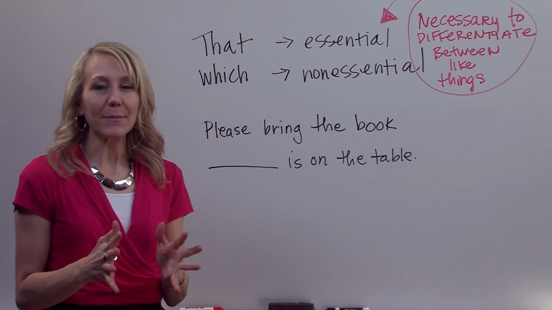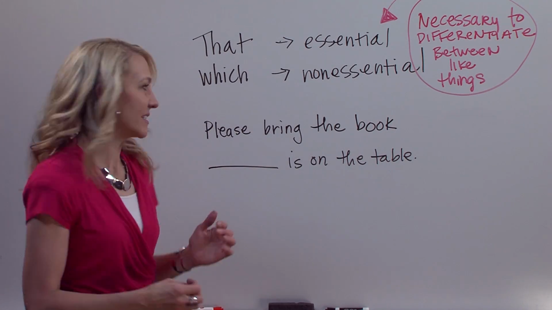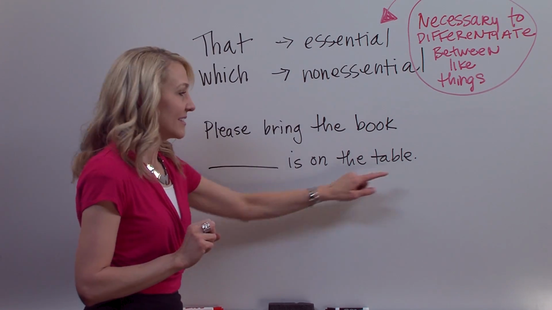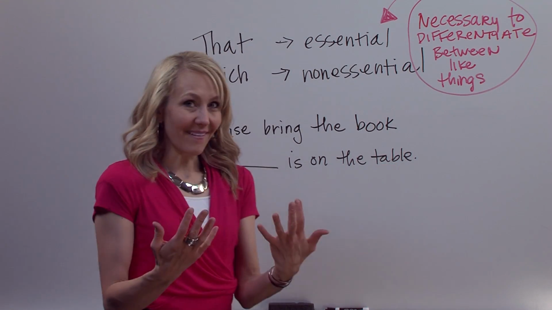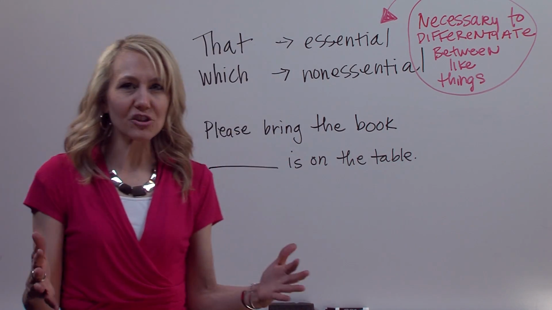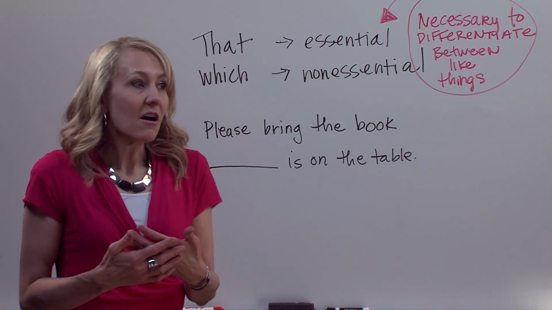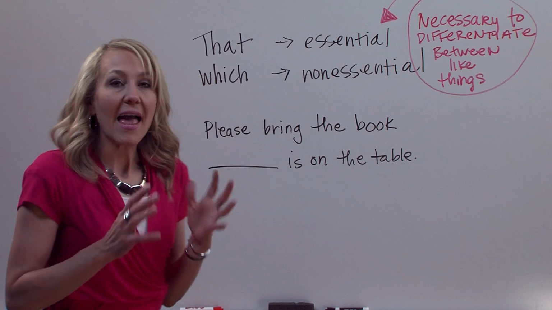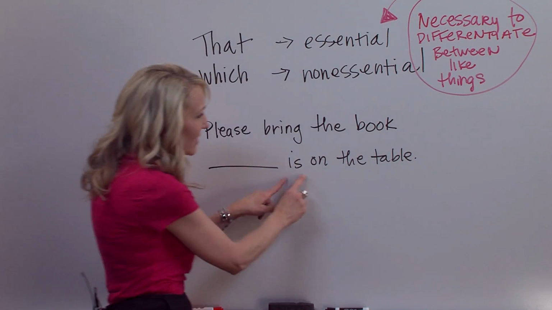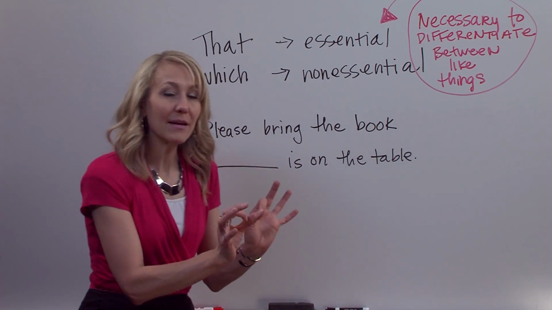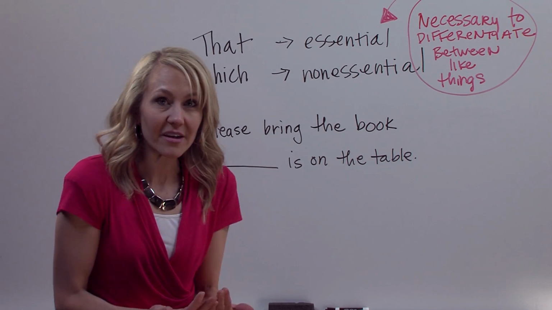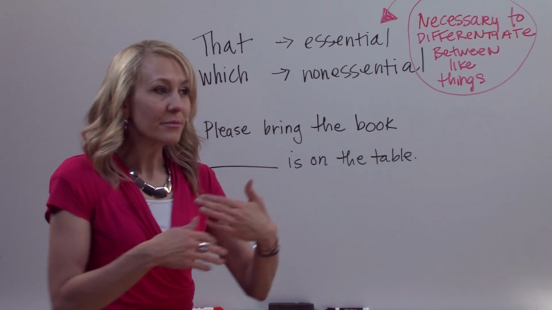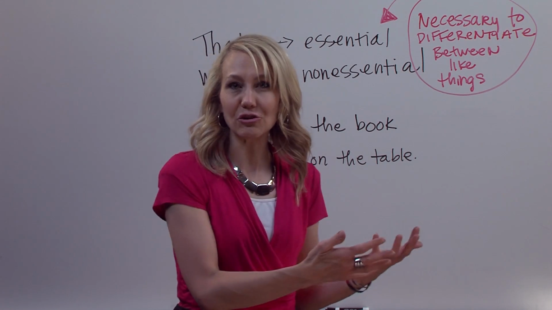Okay, notice what happens when I make this change to the sentence. Please bring the book, that or which is on the table. Well, now we've totally changed the parameters. In fact, odds are there are multiple books that could be around my house. And in fact, this information now, is on the table, is necessary in order to differentiate the book that I want you to bring between other like things or additional books.